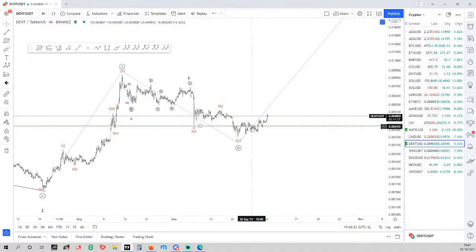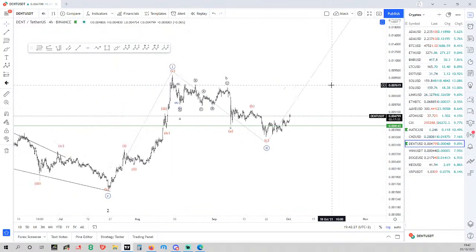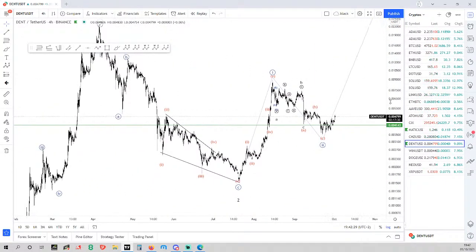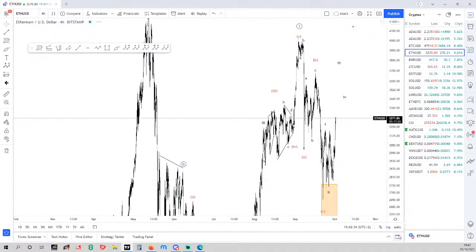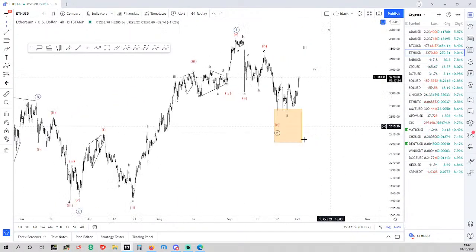This pretty much is saving me, because the moment Dent goes against me, I can close it and get into some other crypto. For instance, we've seen some interesting moves on ETH today. This is what I call a golden box.